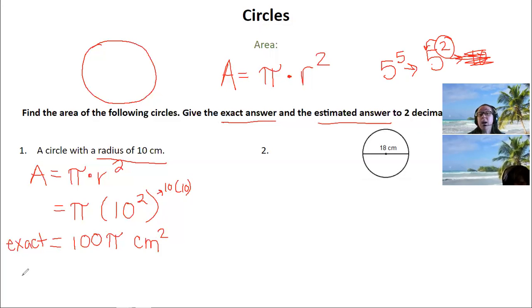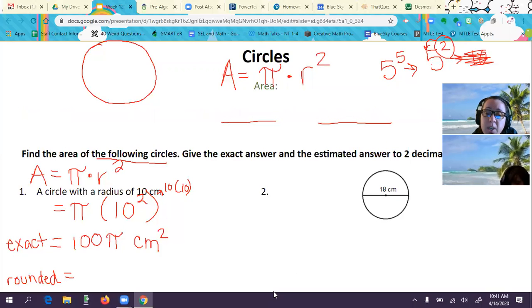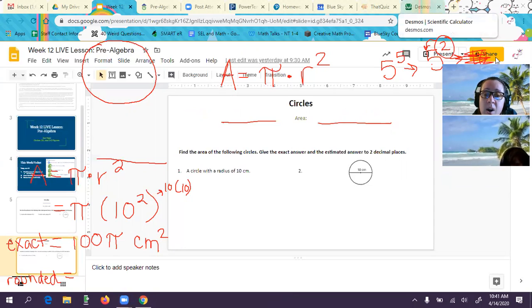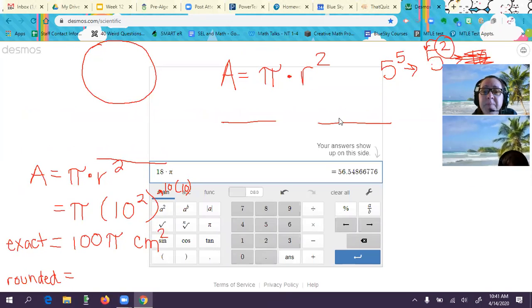So that's our exact answer. Now we want to get our rounded answer. So what do we do for the rounded answer? We round. I suppose I deserve that. That's logical. We round. We're going to go to Desmos. That's the Desmos cheer. Desmos. I am not sponsored. Okay. So we're going to go to 100 pi. Now we're going to round that to 2 decimal places.